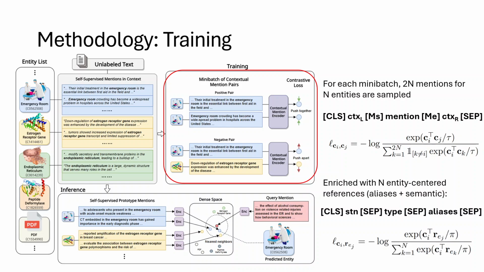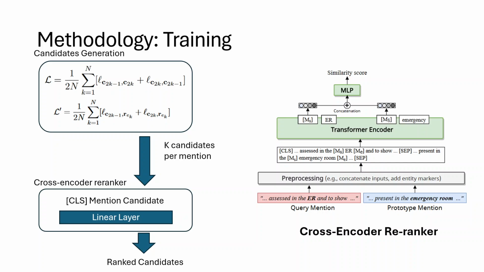And also they enrich it with what they call entity-centered references, which are context vectors compared against entity-centric vectors corresponding to that entity, which are composed of STN, which is a semantic code inside of UMLS, the type of entity, for example, disease or symptoms, and the alias for that entity. So they combine together these two losses, and they train a system that learns how to separate mentions which are not related to similar concepts and stick together those which are similar.